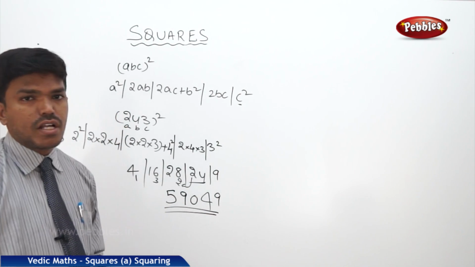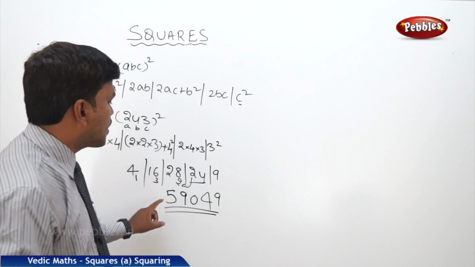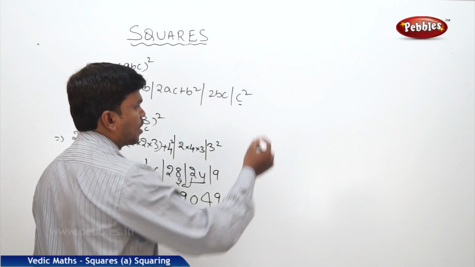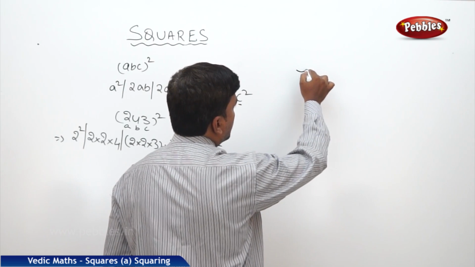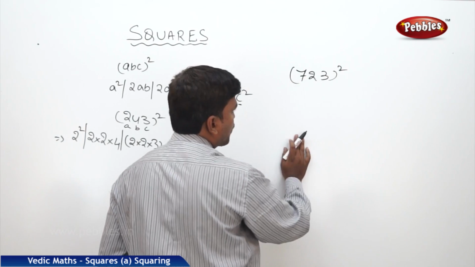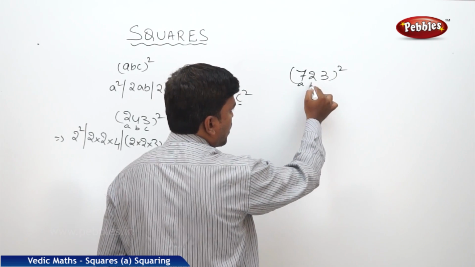So what is the answer I got? 234 square is 59049. One more example. I need 723 square. Okay, anyhow, this is A, B, C.